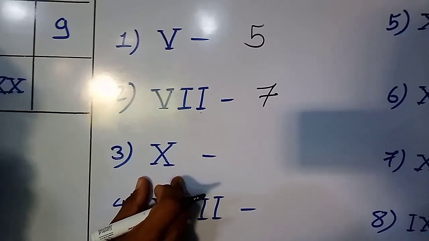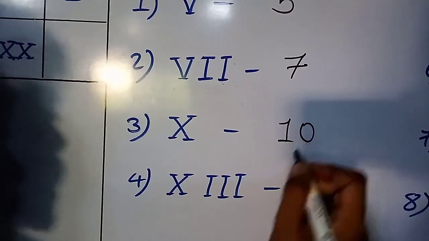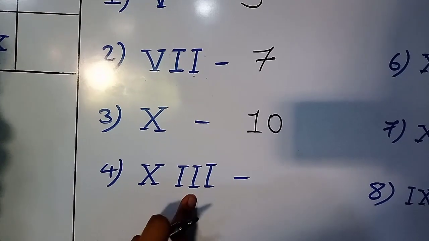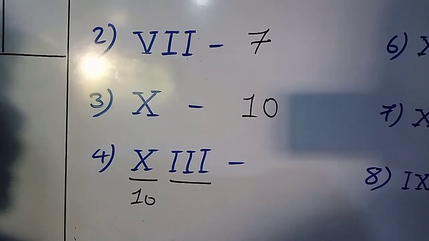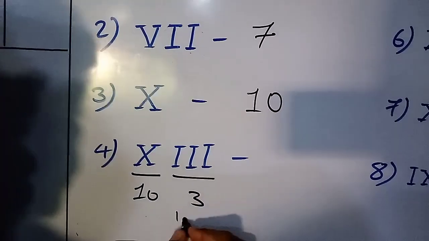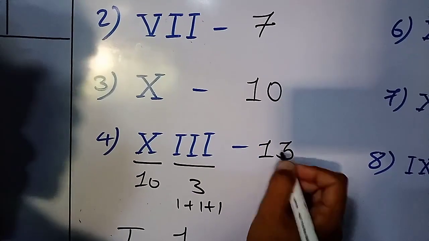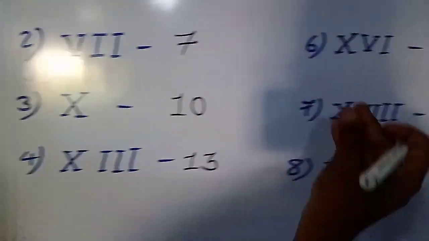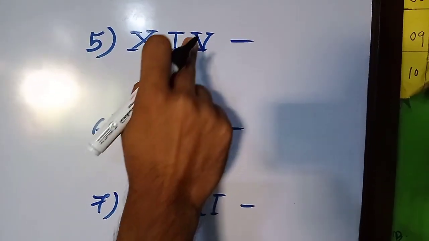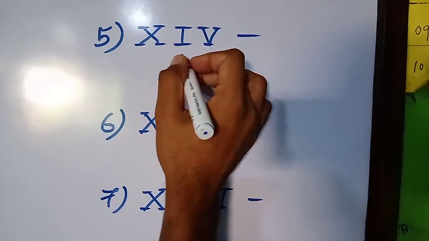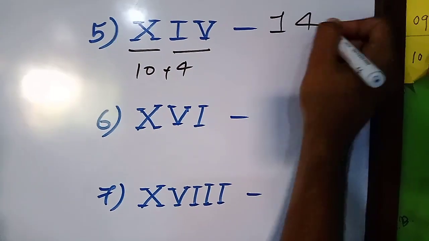Again, the third one, 10. X is one of the main symbols out of those 7, with value 10. The next one, X, I, I, I. First, X stands for 10 and the rest, triple I, is 3, or 1 plus 1 plus 1. So 10, 11, 12 and 13. It represents the number 13. The fifth one, X, I, V. X for 10, and IV represents 4. So it becomes 14.